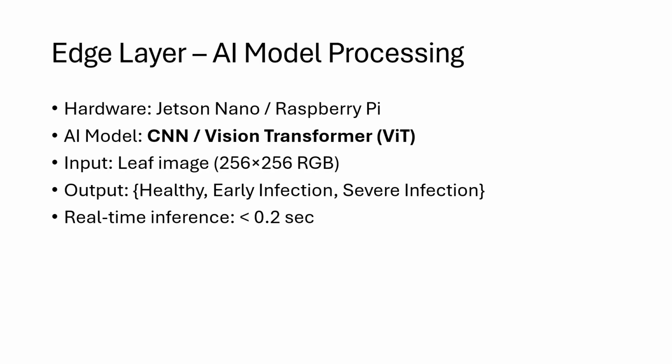The next one is the edge layer, AI model processing. Here we are not going to use the cloud. Every process, the trained models, runs here on the edge computing device. AI models like a CNN or vision transformer run on the edge device. They classify plant health in less than 0.2 seconds, enabling immediate actions. The benefit of the edge layer is low latency plus offline capability.